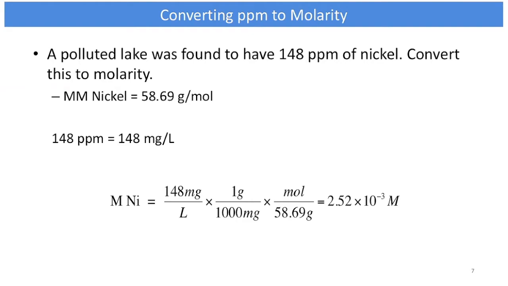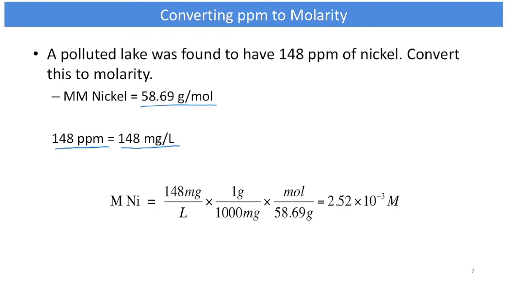Okay, here's one converting part per million concentration to molarity. So a polluted lake found to have 148 part per million of nickel. Convert this to molarity, and we're given the molar mass of nickel. Okay, and recall that 148 part per million is equivalent to 148 milligrams per liter. If you don't recall that or don't remember that, then it's really going to be difficult to do any kind of unit conversion, because part per million itself, if you're just looking at that, there's nothing that you can cancel with it. But if you have milligrams per liter, you should be good.